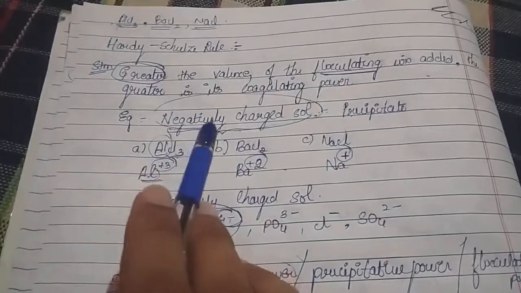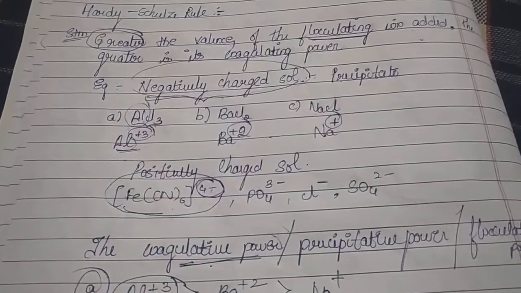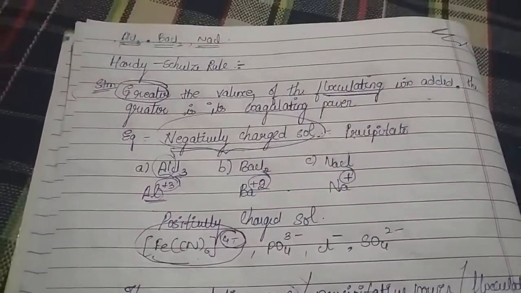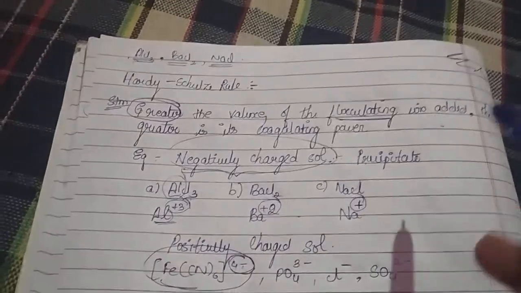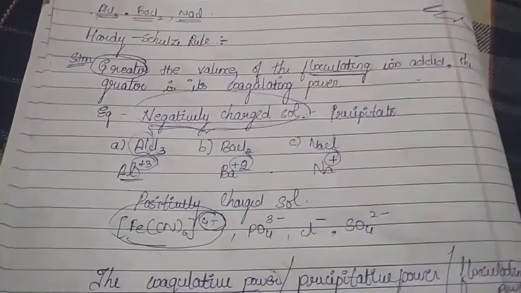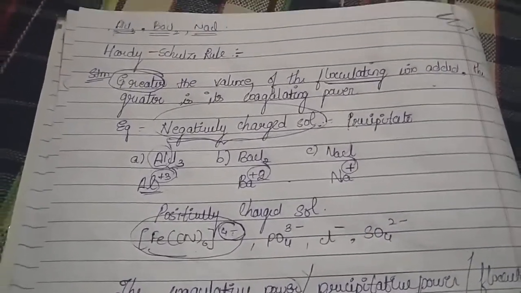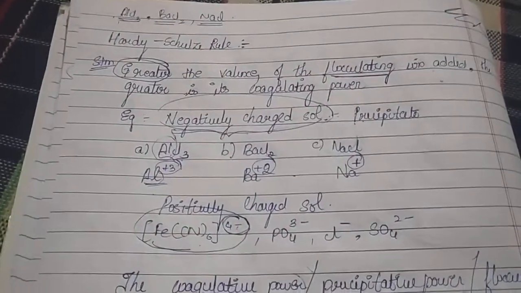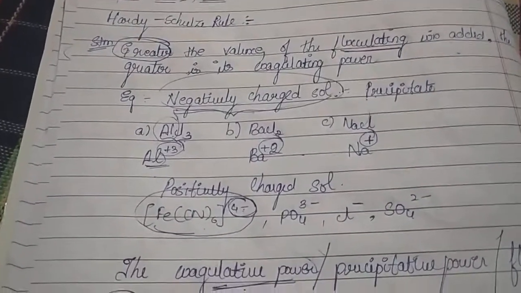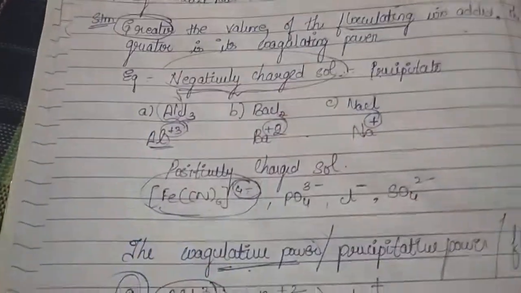Very much important. What does it actually mean? In case I have given you a negatively charged colloidal sol, and you have been given 3 electrolytes, aluminium chloride, barium chloride and sodium chloride. Of course we know that in order to precipitate a negatively charged colloidal particle, we require a positively charged ion. So according to the Hardy-Schulze rule, greater the valence of the flocculating ion, greater will be its power to cause the precipitation. So we have to check the valence of the respective ions.